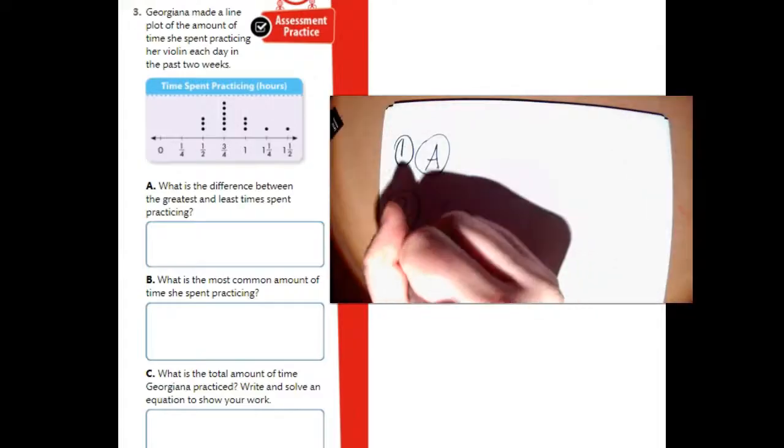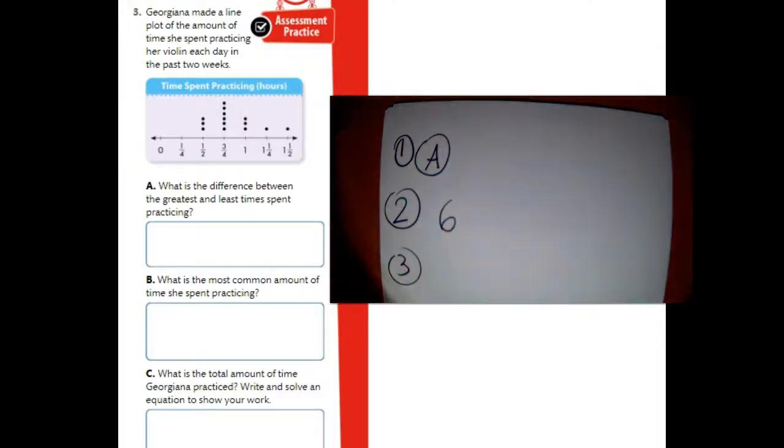Let's move on and take a look at number 3. I hope you're noticing already by now, there's not a lot of work that goes into this. It's just understanding how the line plots work. Number 3 says, Georgiana made a line plot of the amount of time she spent practicing her violin each day in the past 2 weeks. So we have the time spent practicing in hours, and we have anywhere from 1/2 hour all the way up to 1.5 hours. So letter A says, what is the difference between the greatest and least times spent practicing?